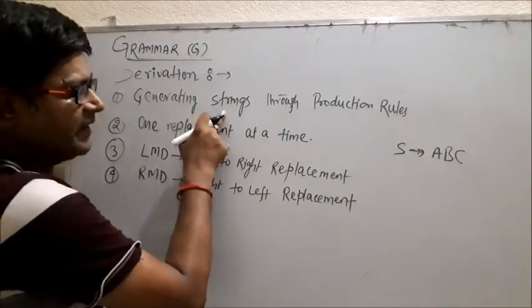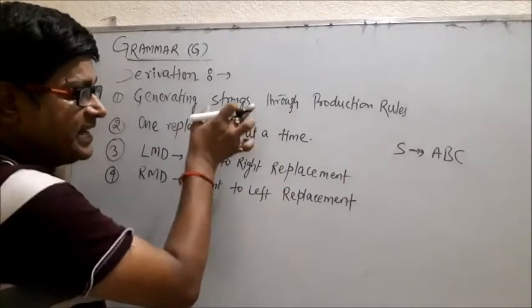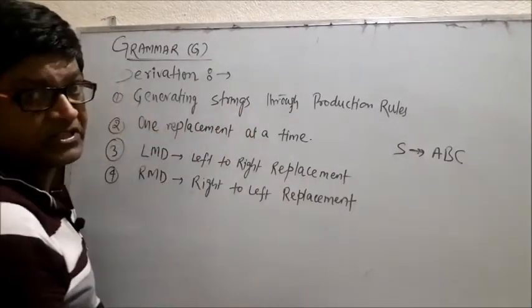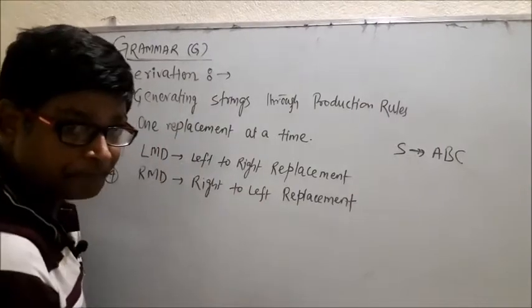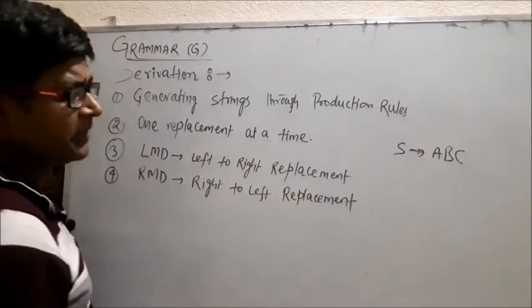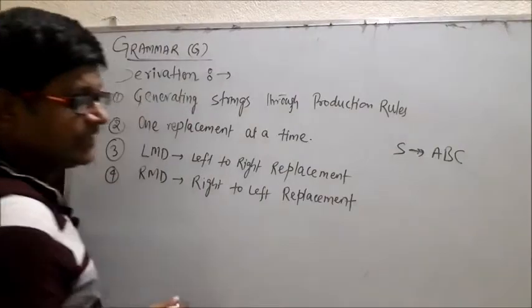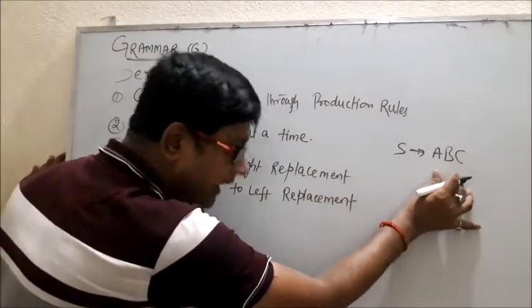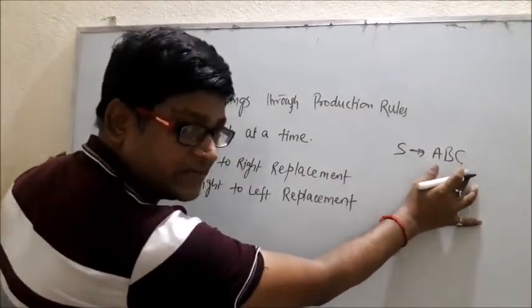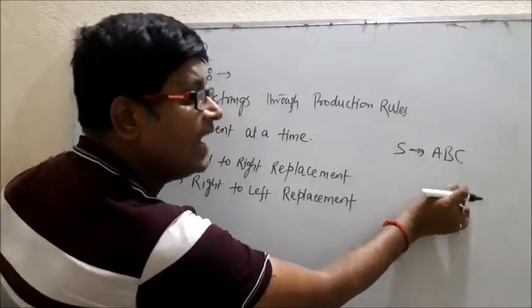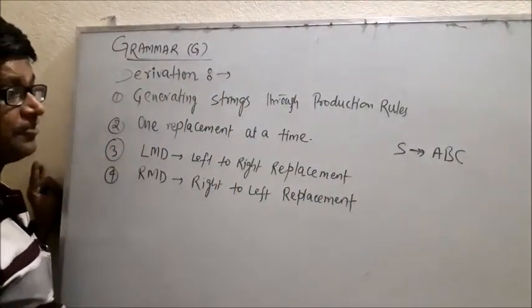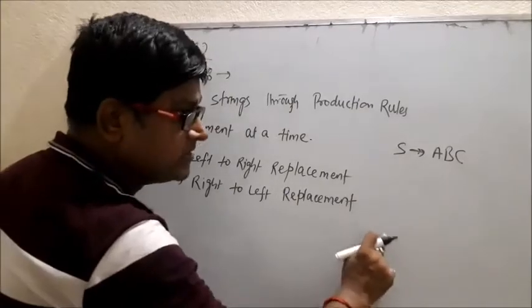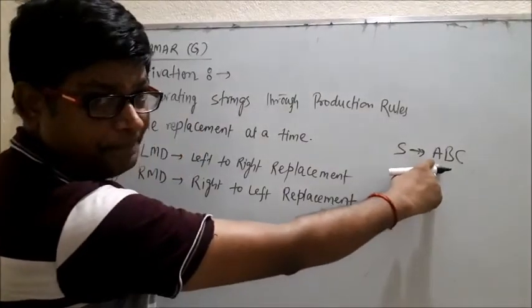Whenever you say a string is finalized, that means there should not be any variable symbols inside the string. All the words or all the letters must be terminal symbols. So what does it mean? Of the production rules we have been given, all the variables must be replaced, with what? With terminal symbols.